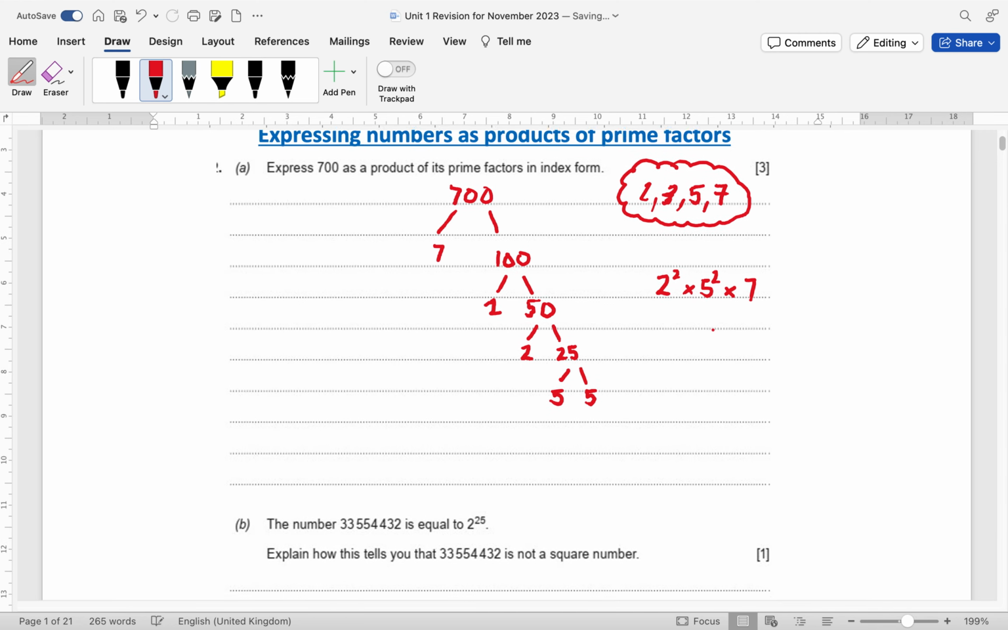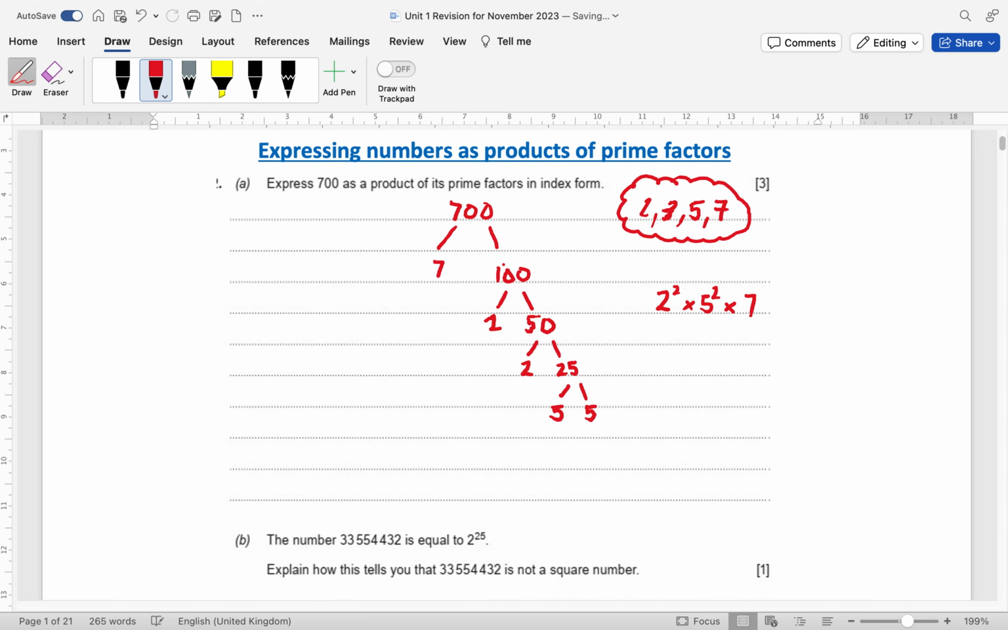My part B could have led on from here. It could have said, what would I need to multiply 700 by to make it a square number? Well, if you look at our answer, the 2 has got an even indice, the 5 has got an even indice, but the 7 hasn't. There's only one 7 in the answer. But if I then multiplied that by 7, so add in another power of 7, then all of my numbers would have even indices and all of them would be square numbers. So the big number would be a square number, if that makes sense.